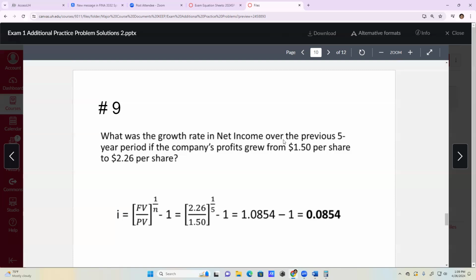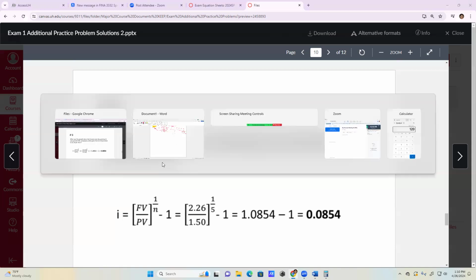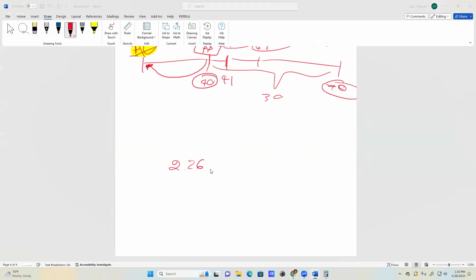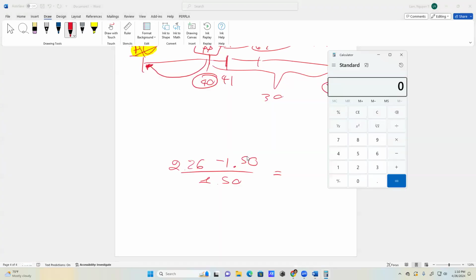Okay, so the profit grew from this to this. So instead of remembering this equation right here, something I would do is take the final number minus the initial number, divided by the initial number. That is the equation for you to find the percentage change, right? 91.50 divided by 150.